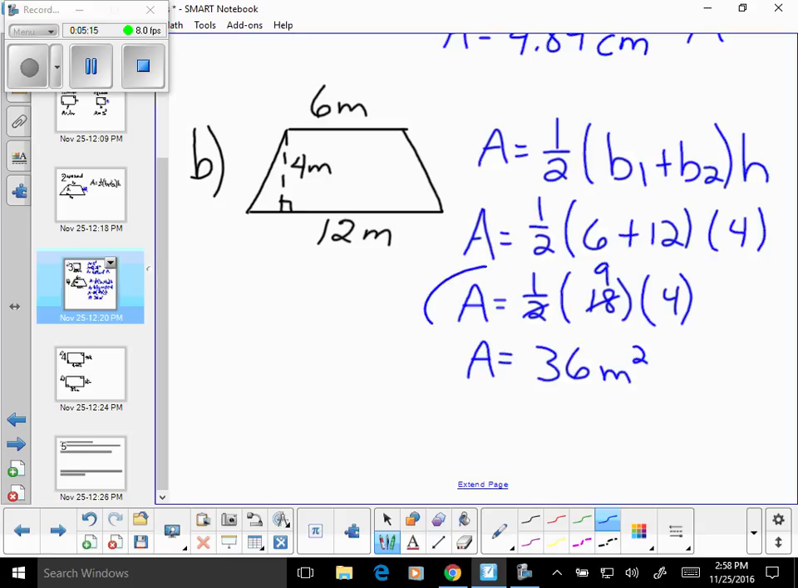Now this step right here is actually optional. Some of you are going to be able to handle it where you figure, okay, 1/2 of 4 is 2, 6 plus 12 is 18, 18 times 2 is 36. If you struggle with that, then go ahead and put in the optional step. It's better that you write it out and get it correct than to skip it and end up getting it wrong.